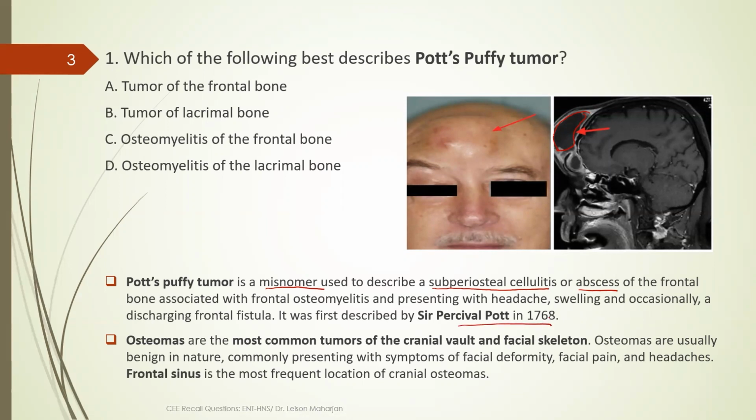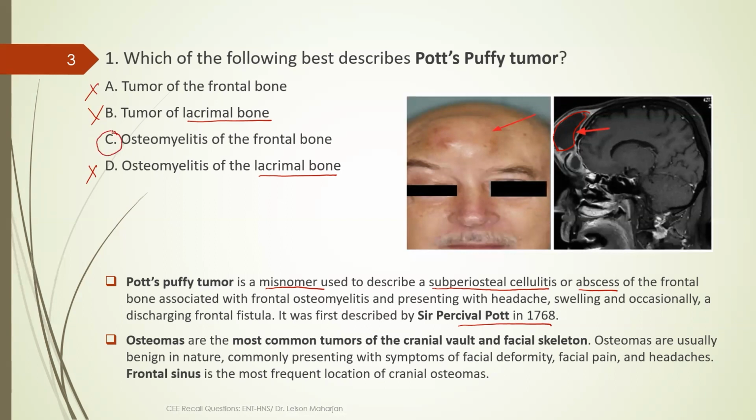And the osteomyelitis of the lacrimal bone and the tumor of the lacrimal bone are really rare, so we can rule these out. And also, as this is osteomyelitis, we can easily rule out the tumor of the frontal bone. So the answer would be osteomyelitis of the frontal bone.